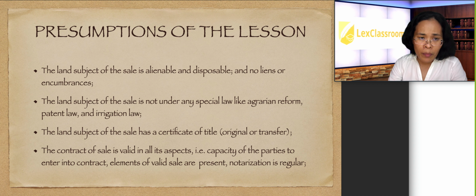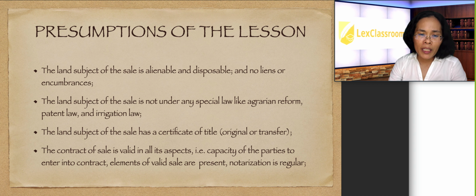And you have to remember this very important presumption also, that the sale is valid in all its aspects, and you know the elements of sale, that there's the capacity of the parties, there's a valuable consideration, and there's a transfer, like an exchange of a property, and also the payment of a price. And also we have to consider that the notarization is regular and there's no defect at all.